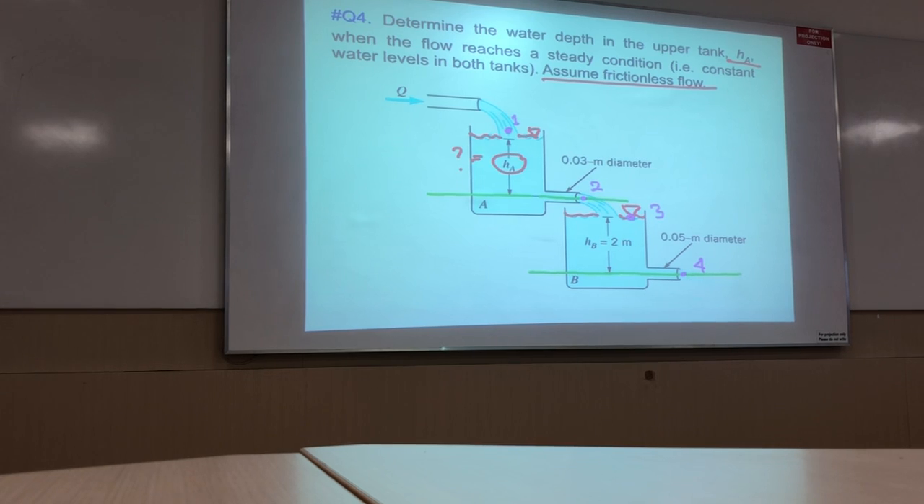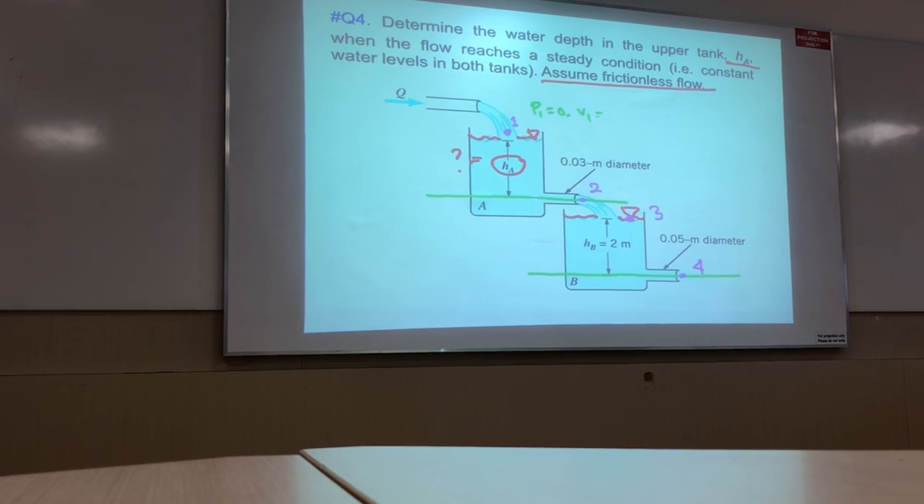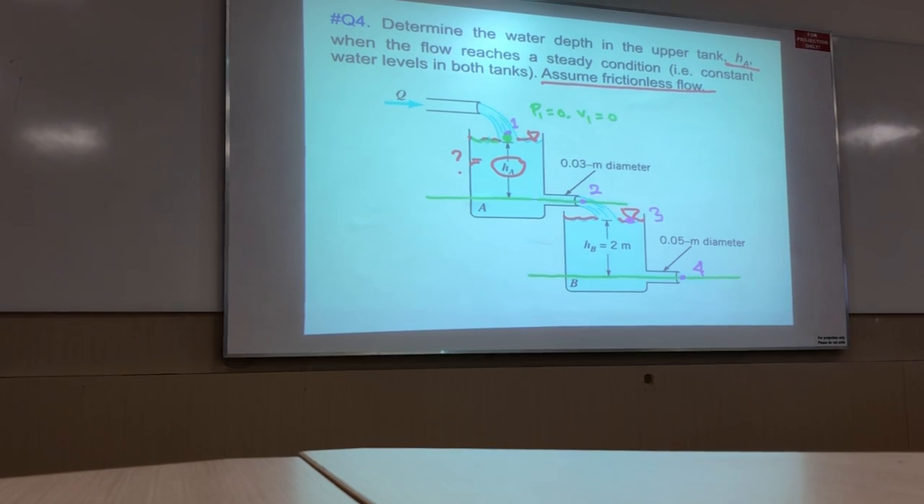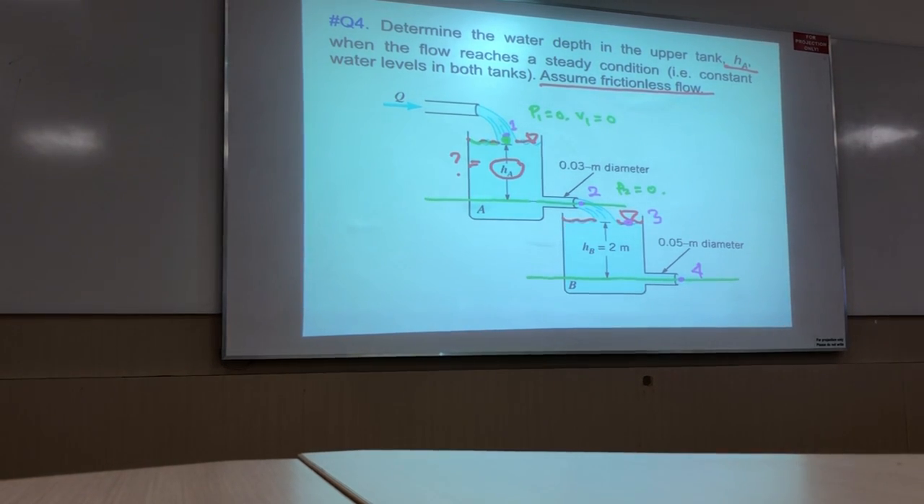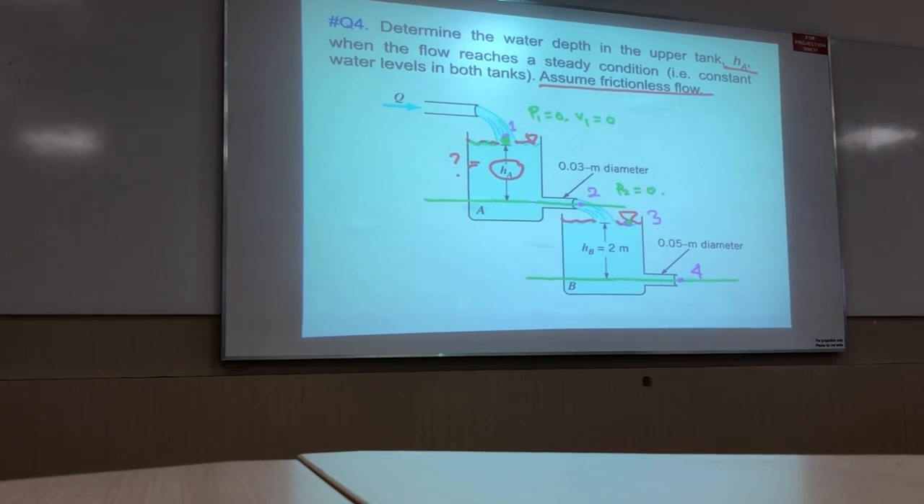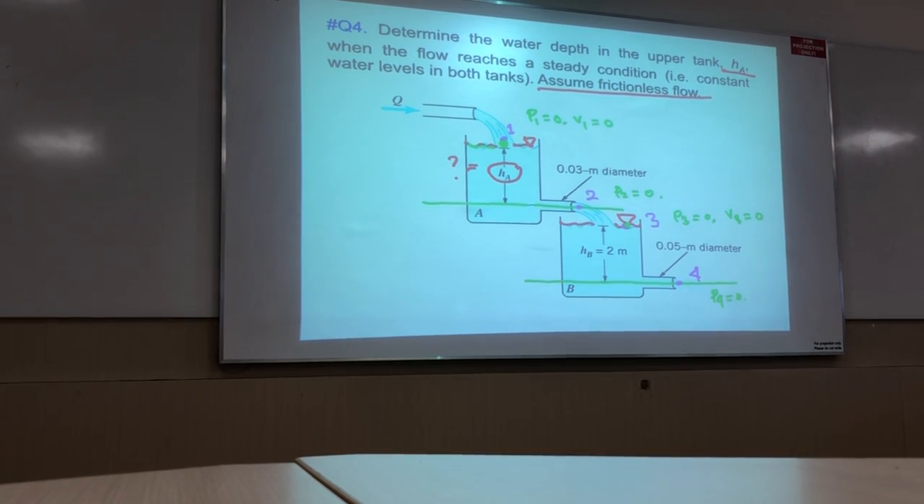So at P1, what is the value? P1 is equivalent to 0, right? V1 is also 0 because the fluid is stable at that point. P2 is 0, but V2 is not 0 because water is flowing to another tank. At that point P3 is 0, and V3 is equivalent to 0. P4 is 0, but V4 is not 0.